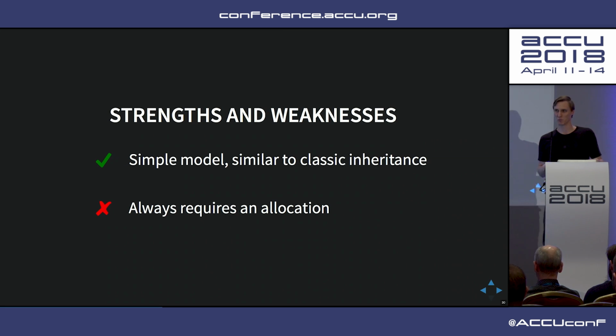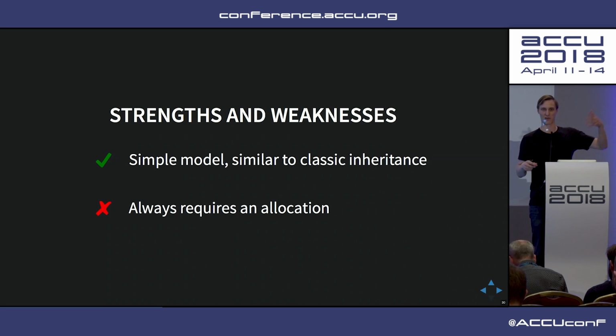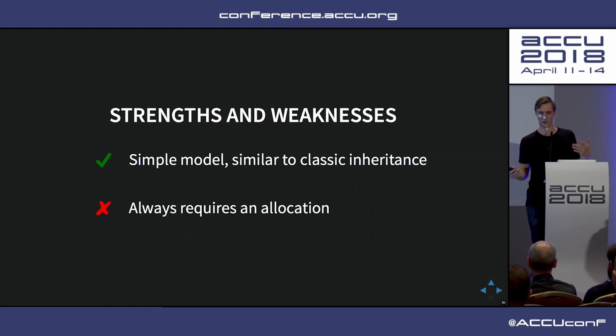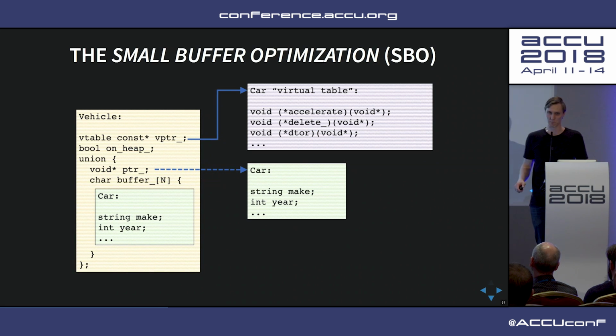Mainly the strengths and weaknesses of having the remote storage: the strength is that the model is very simple. It's very close to just normal inheritance, so it's easy to reason about, but it always requires an allocation. But there are different things you can do here, and now the whole trend of the talk is hopefully going to become much clearer. So you can be more clever.